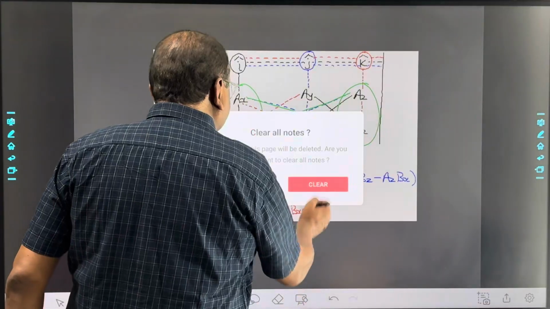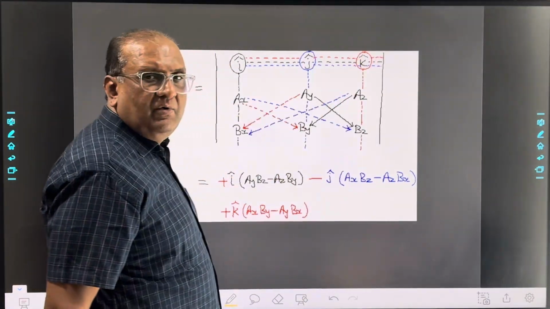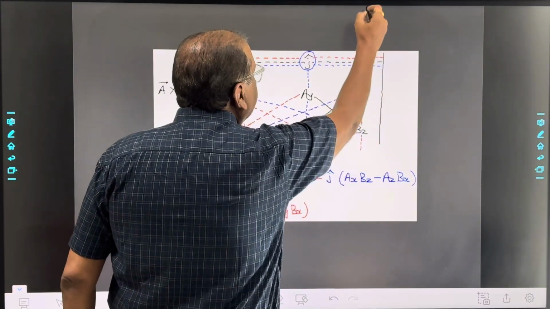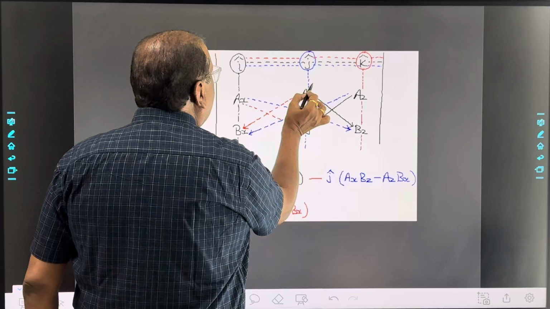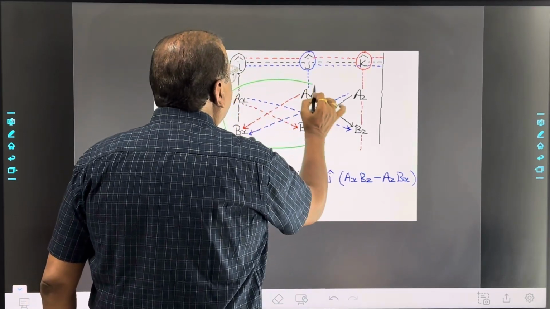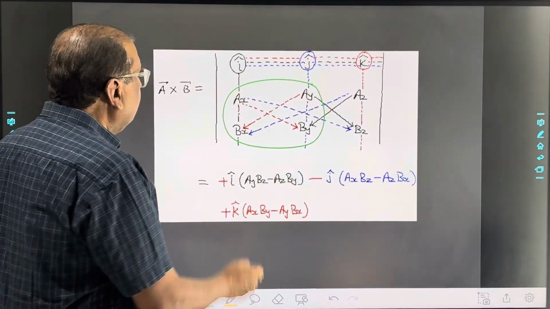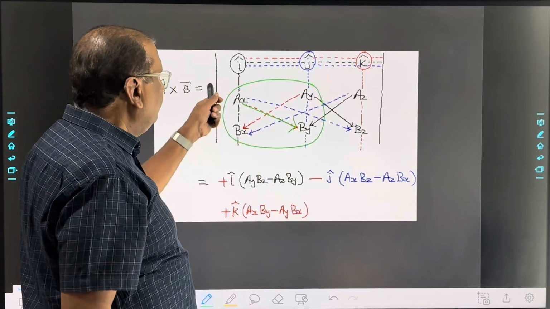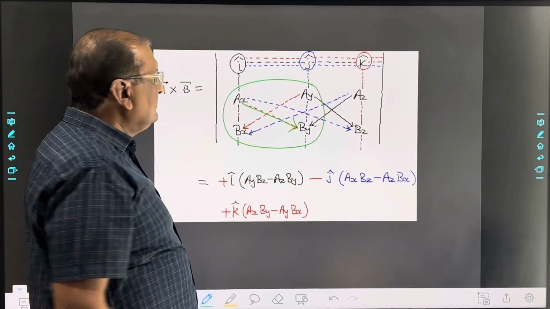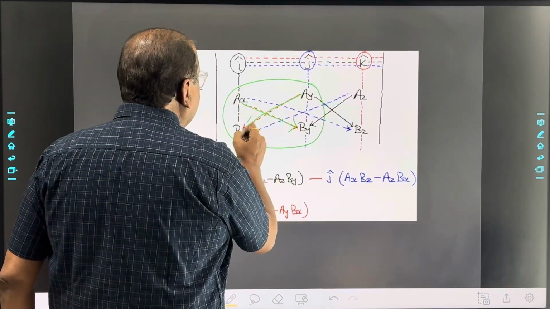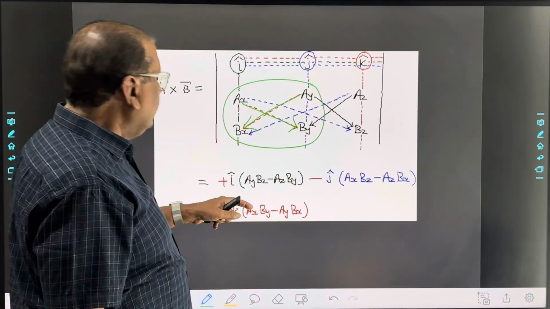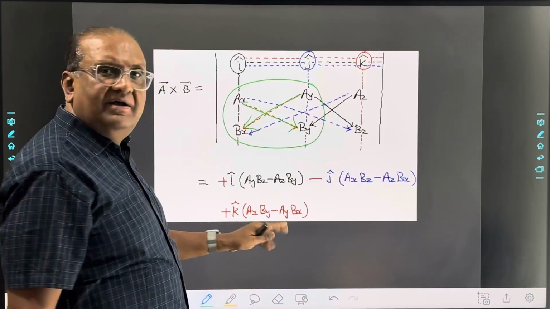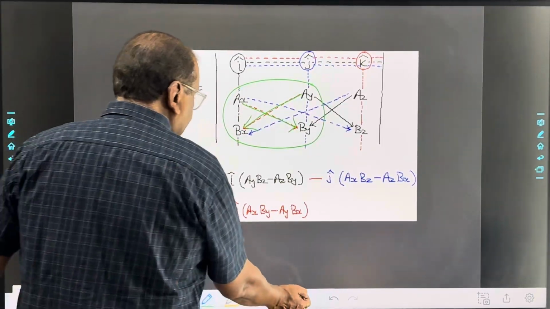Clear? Then think about this third one, K caret. So discard again first row and third column. Now we have these 4 components. So again take product in right side direction, AX BY in cross, then in left direction in cross. So K caret into AX BY minus AY BX. Clear?